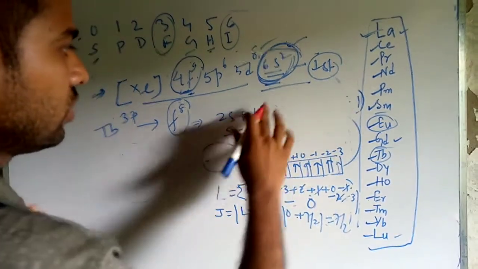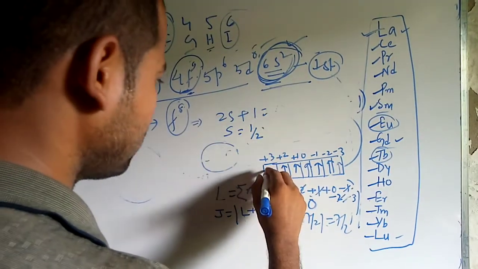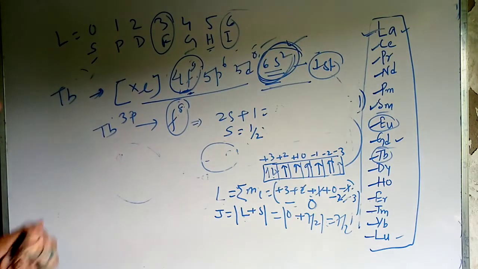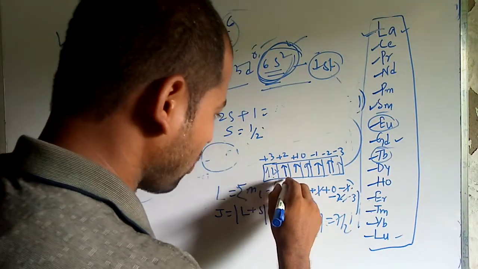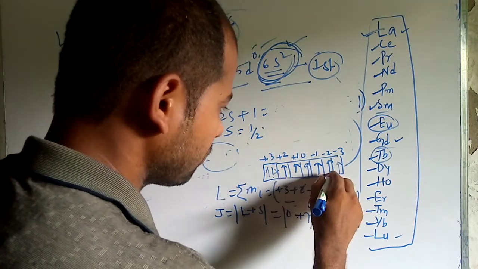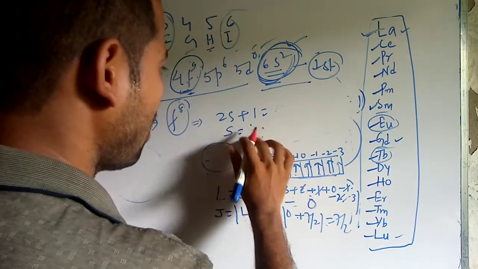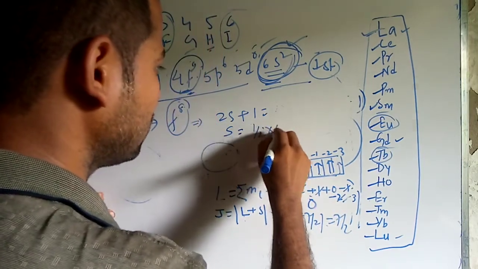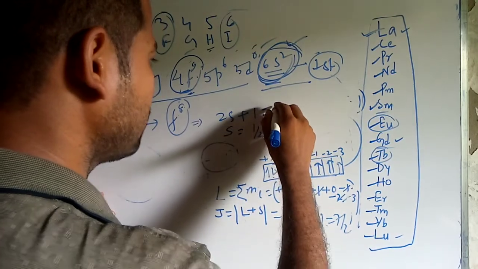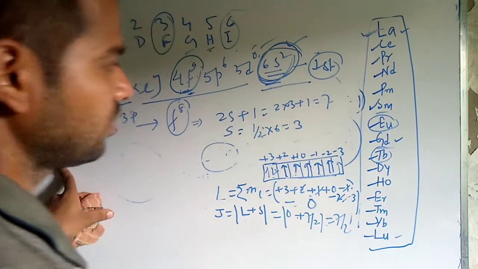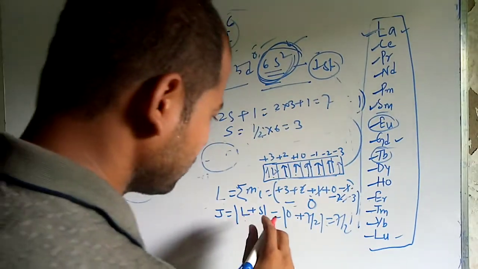In f8, there are 6 unpaired electrons, so S equals half into 6, which is 3. The spin multiplicity 2S plus 1 is 2 into 3 plus 1, which is 7. Next, we find the L value.